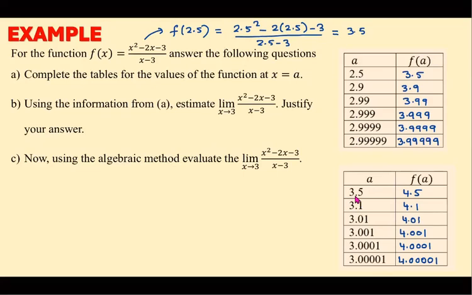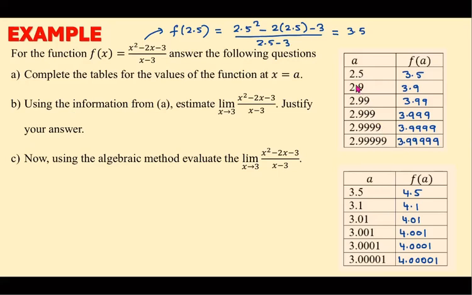And if you look at the second table, 3.5, 3.1, 3.01, we are decreasing from 3.5, and going all the way to 3.00001, meaning we are getting closer and closer to 3 from the right.